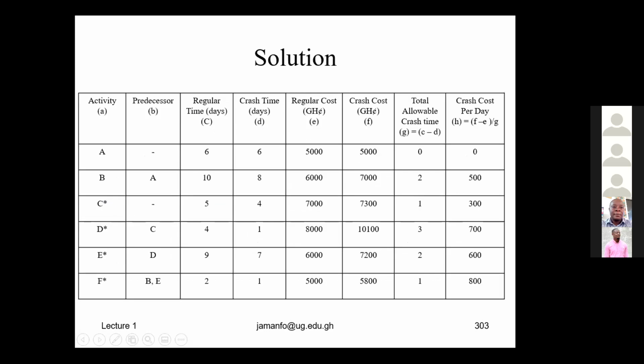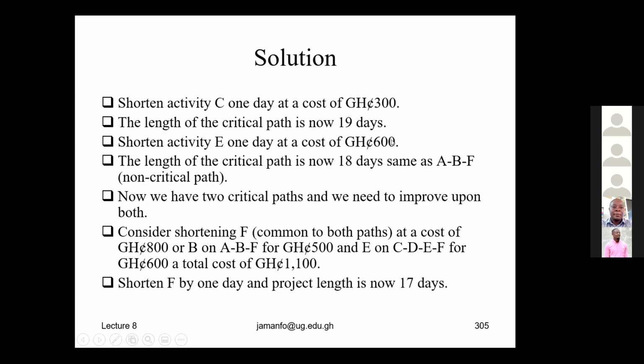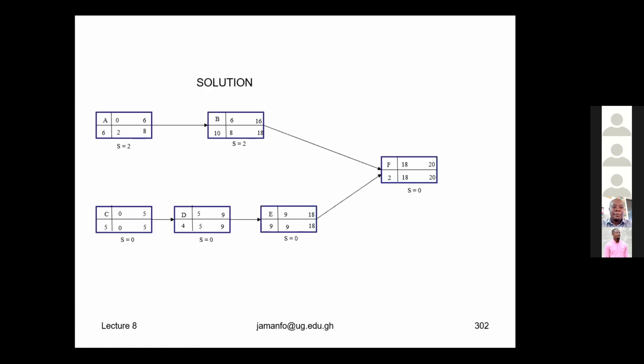So what it means is that if we crash E by 1 day at the cost of 600 and we reduce the critical path to 18 days, now that 18 days will be the same as the second path, which originally was not critical. So now we have two paths which have become critical. And the rule says that when you have two paths which are critical, you choose an activity which is common to both paths. So from what we have here, which activity is common to both paths?